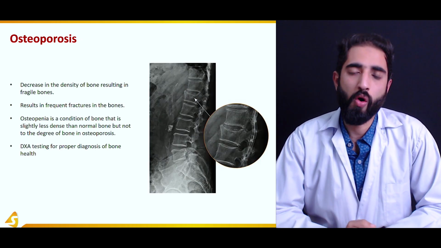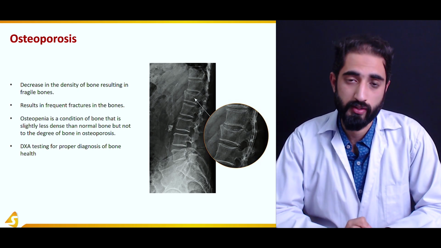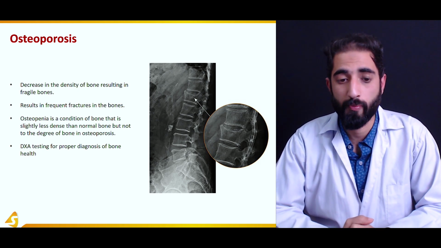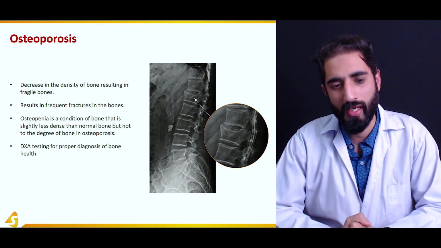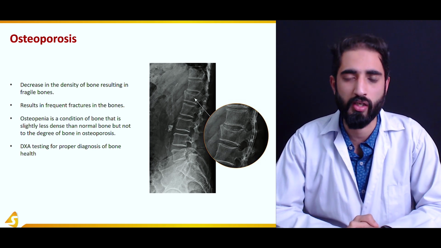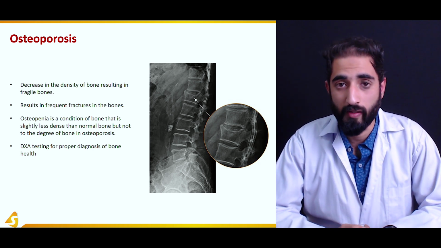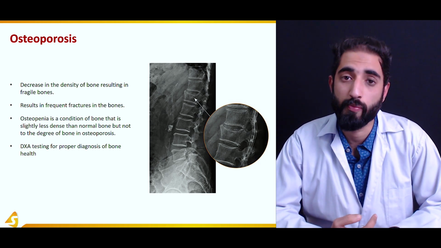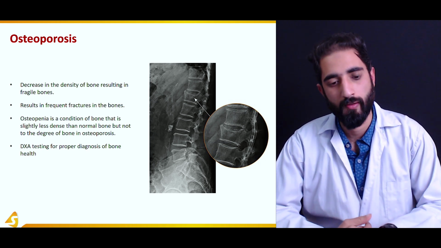The second condition, which is also a very common condition in the elderly population, is osteoporosis. As the name indicates, osteo means bones and porosis means porous, or something which has a lot of holes in it, which means it has something to do with the density of the bone. So osteoporosis is a condition in which the mineral density of the bone is decreased and the bones are porous. So a decrease in density of bone resulting in porous, weak or fragile bones. This is known as osteoporosis.